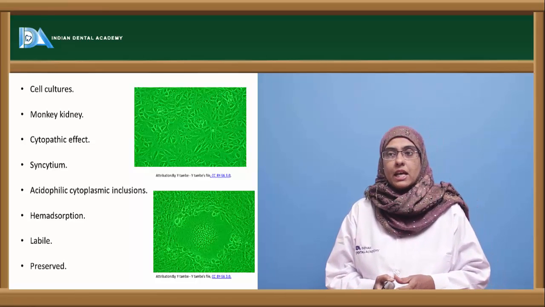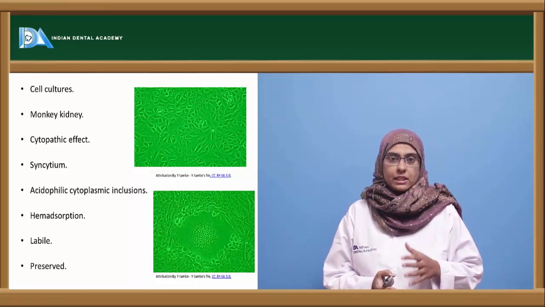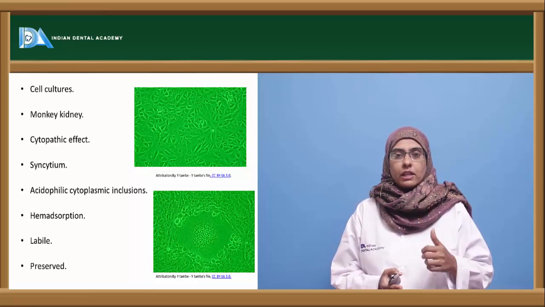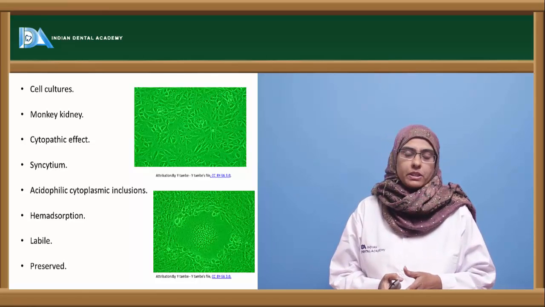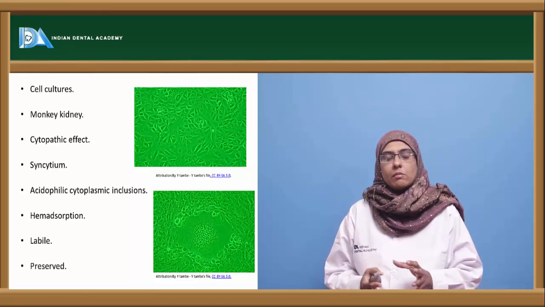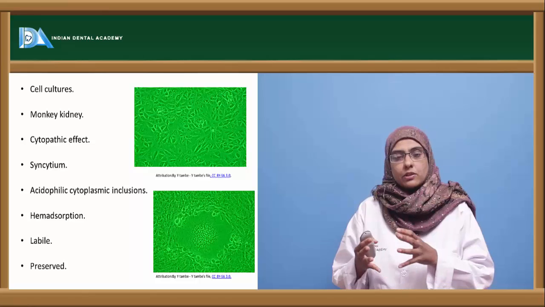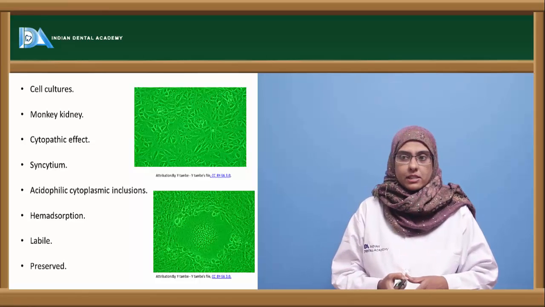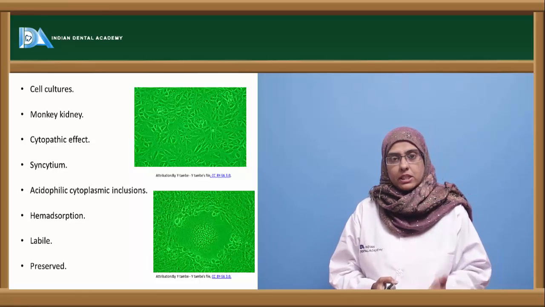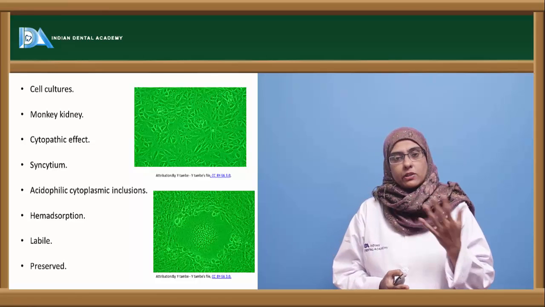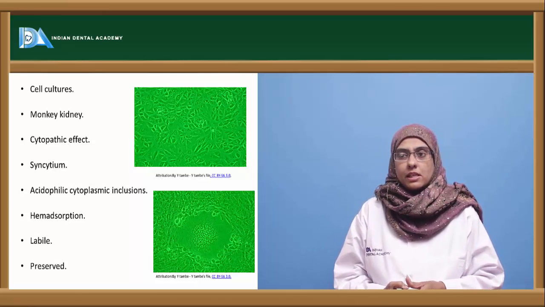Coming to the cell cultures used for primary isolation, you can go for monkey kidney cultures, where you can see a very slow cytopathic effect in the form of syncytium formation. Syncytium formation is nothing but multinucleated infected cells that are usually formed in a cell culture. So syncytium formation is the primary isolation of these organisms in cell cultures.